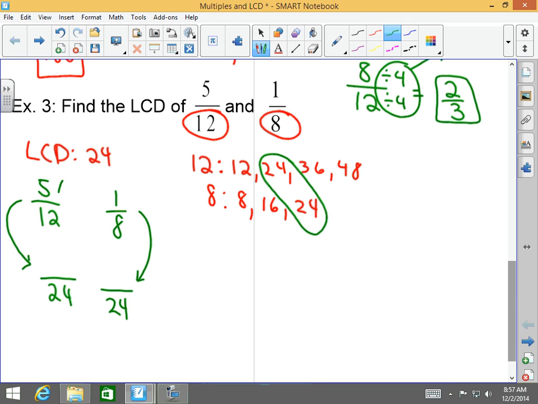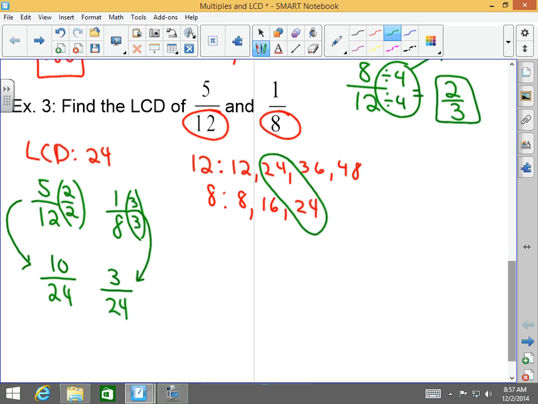What do I multiply to 12 to get to 24? What times 12 is 24, guys? 2. So whatever I multiply to the denominator, I must multiply to the numerator. So what will my numerator here be? 10. What times 8 gives me 24? 3. Whatever I multiply to the denominator, I must multiply to the numerator. And I would have here in the numerator 3.